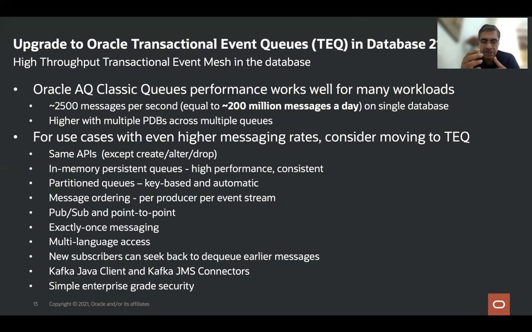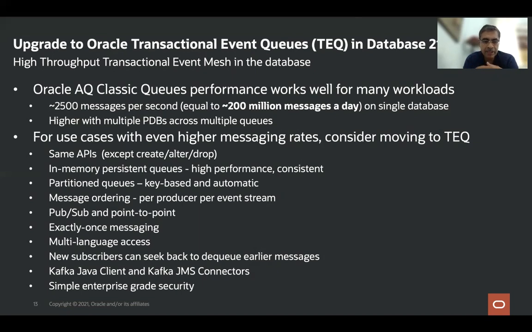So again, it gives you the same message ordering. Here, the message ordering is per producer, per event stream. So you have to be cognizant of the fact that you now have multiple event streams. As you're producing, the order is maintained within that event stream per producer. That's slightly different from AQ, where you only had a single event stream.